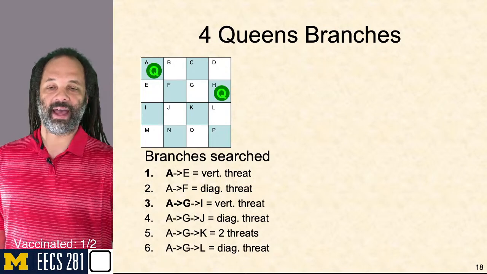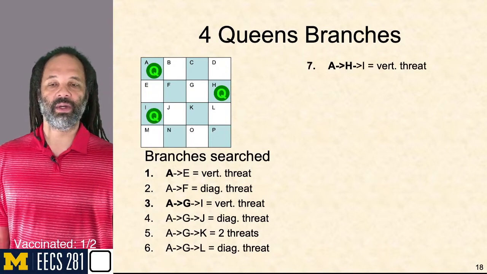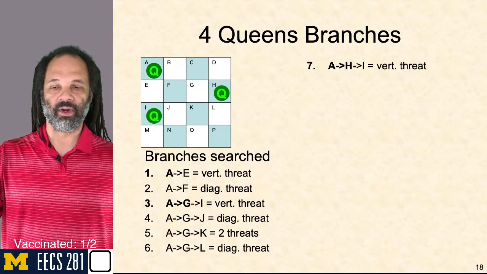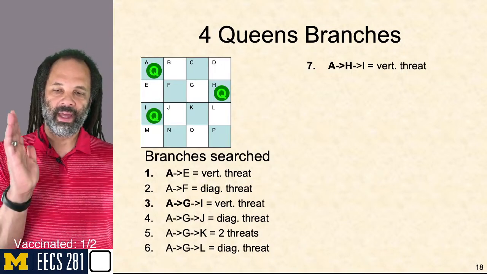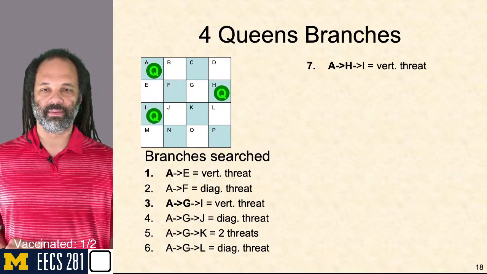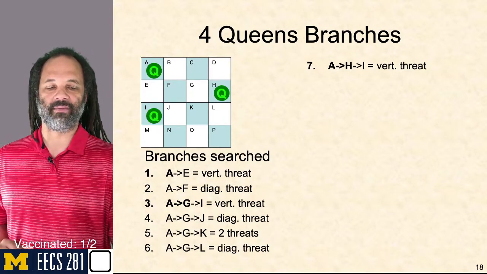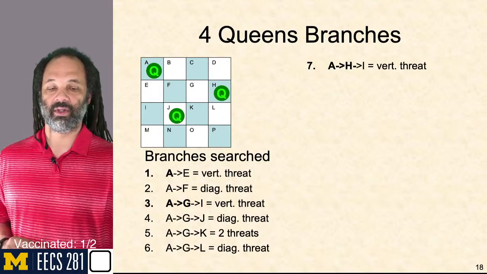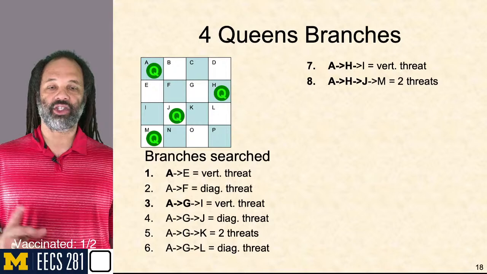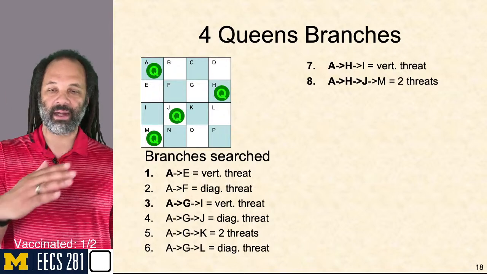AH is valid. AHI, though, shows up with this vertical threat that I don't like. So I've got these bold ones in there where I'm extending the solution, right? So AHI is a vertical threat. AHJ looks good. There's no threat there. AHJM has my vertical and diagonal threats.